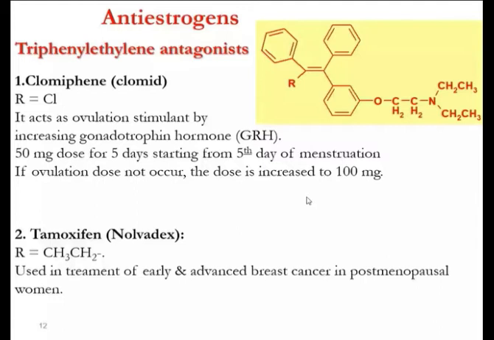Short name is Clomid. The structure is very different from that. Now it acts as an ovulation stimulant by increasing gonadotropin hormone. Clomiphene, very important drug. The dose is 50 milligram for 5 days starting from day 5 of menstruation. If ovulation does not occur, the dose is increased to 100 milligram. If there is no ovulation for some females, if we give these drugs, then ovulation can happen. Okay, that is the purpose of giving this drug, clomiphene.